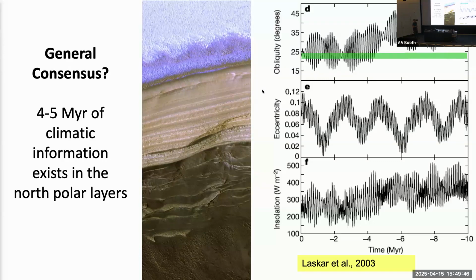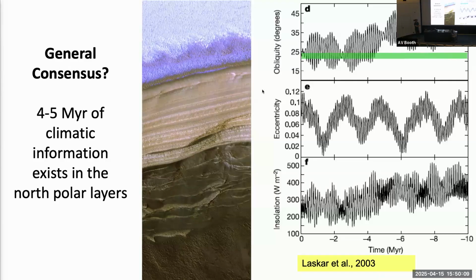And after lots of years of studying this, there's a large community that's built up, and the general consensus is that there's about 4 or 5 million years of history represented in about 2 kilometers worth of ice there. And that sort of history is reflecting the dust and ice composition of the material here.